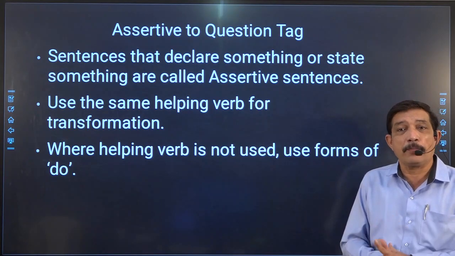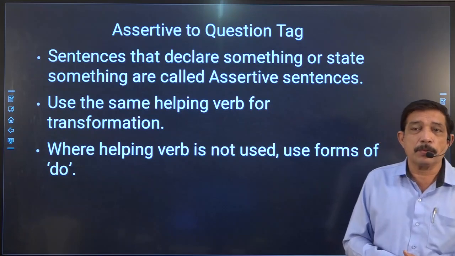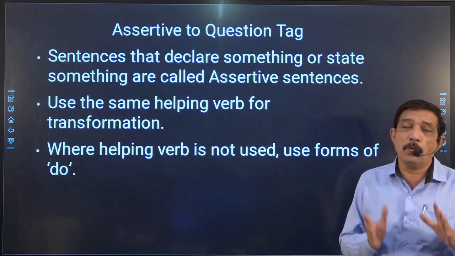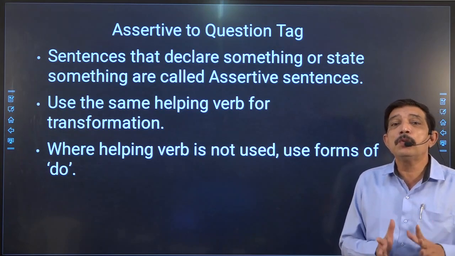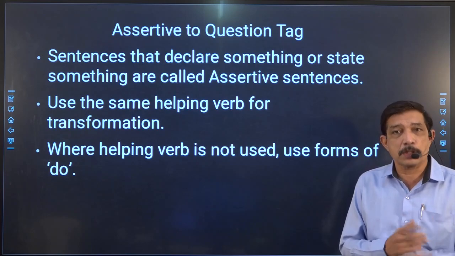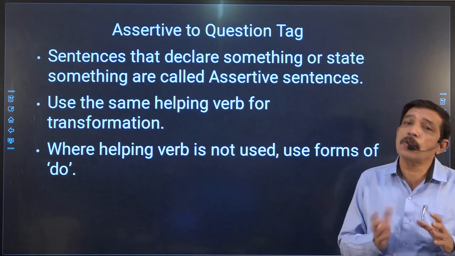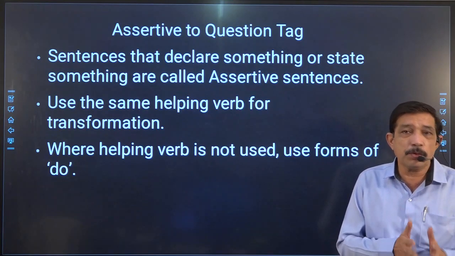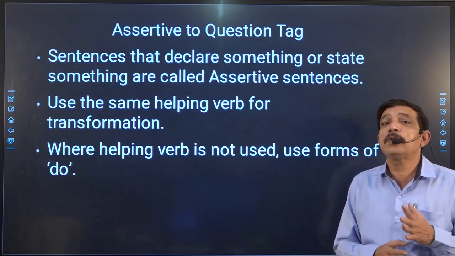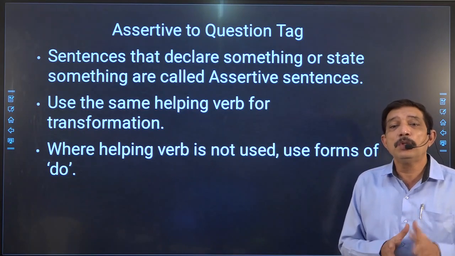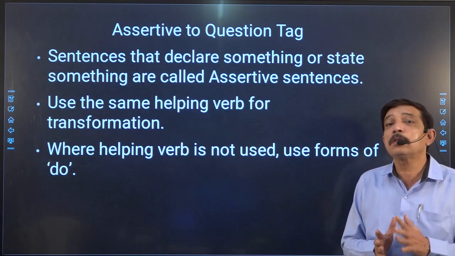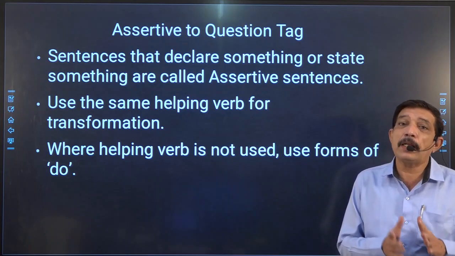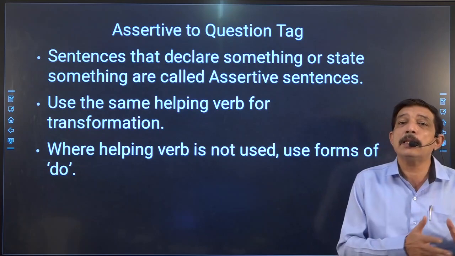Now, what is a tag? A tag is what is added at the end, right? So now we use the same helping verb. Whenever a helping verb is given to you, use that same helping verb to form a question tag. Where a helping verb is not given, there will be only two options: either the helping verb is given to you or it is not given to you. So wherever the helping verb is not given, use the forms of do. Now what are the different forms of do? Do itself, does, and did, where does is the present tense and did is the past tense.